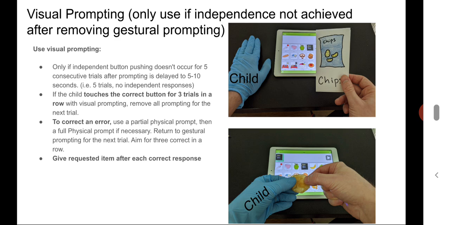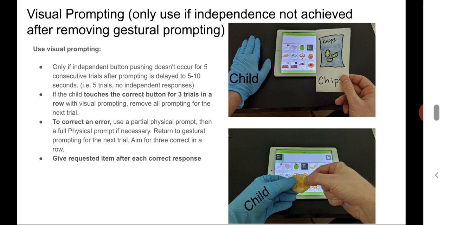But you can do what I did, make it yourself, or if you've got your cell phone, you could find a picture through Google image search to be your visual prompt. But we're only going to use this if independence was not achieved after removing gestural prompting. So what we want to do is take out gestural prompting and not prompt anymore and hope that they start doing it independently. Now, this is what you do if they don't.